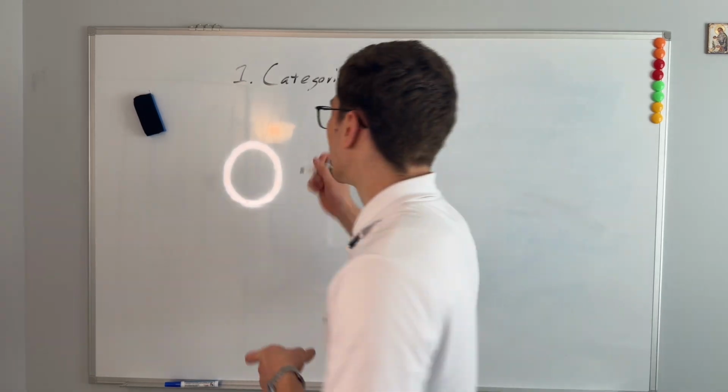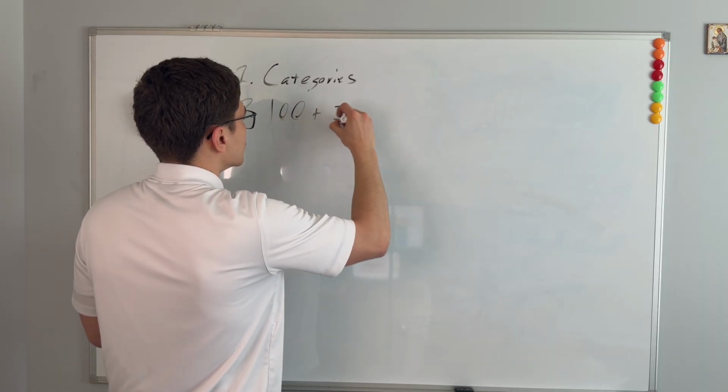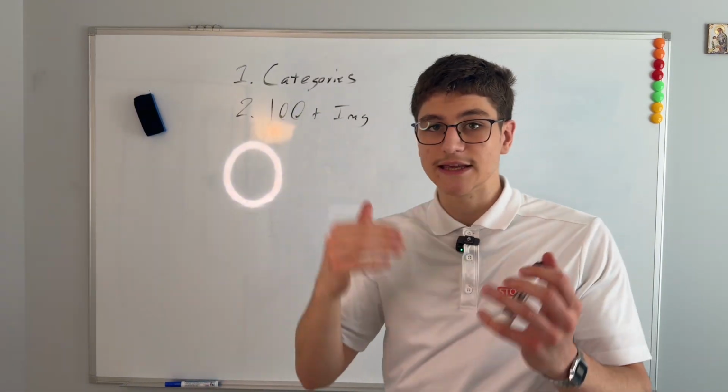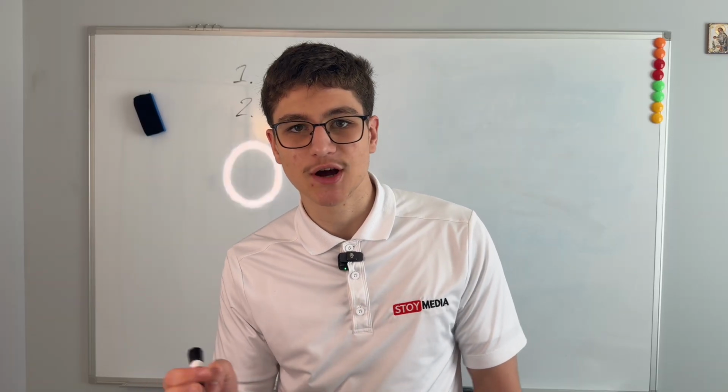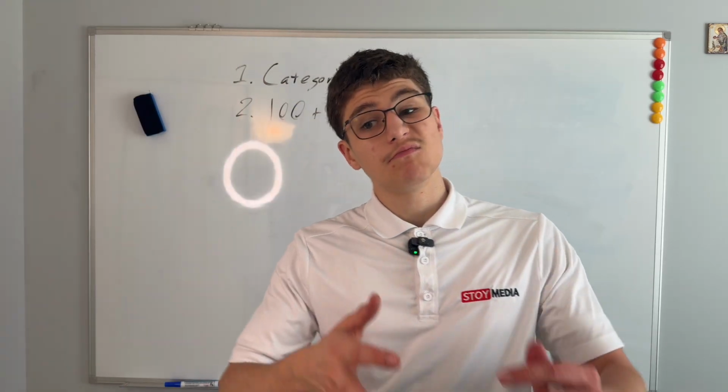Number two, you want to make sure that you have 100 plus images. If you don't have 100 plus images in your Google business profile, you are also leaving money on the table. I know you have so many photos inside your CompanyCam. Take out 100 photos of completed work or midway through.